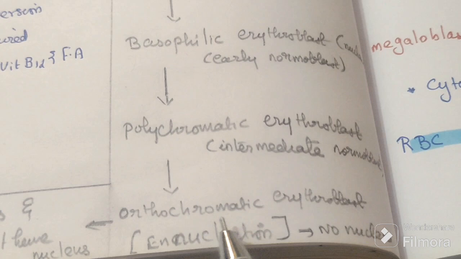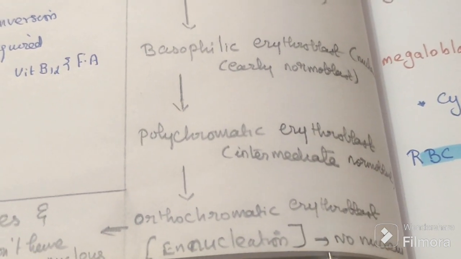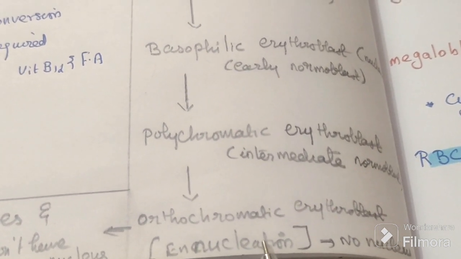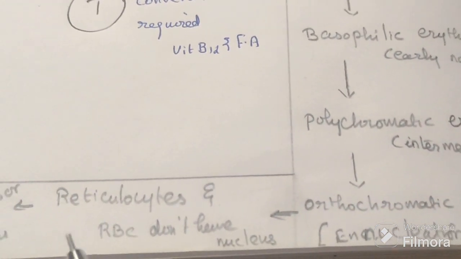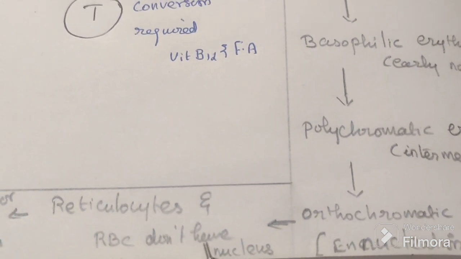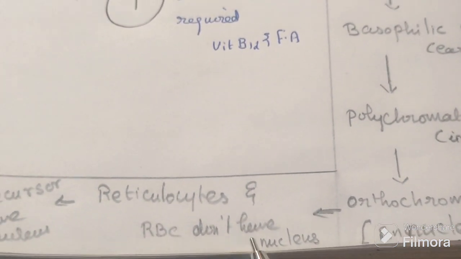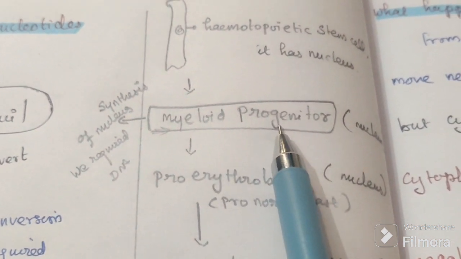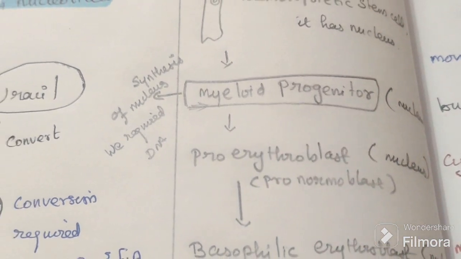Then the orthochromatic erythroblast, here there is loss of nucleus, removal of nucleus. Enucleation, here the nucleus is absent. After that, no nucleus, so reticulocytes and RBCs do not have a nucleus. But the precursors, this myeloid progenitor and the other precursors, have a nucleus.